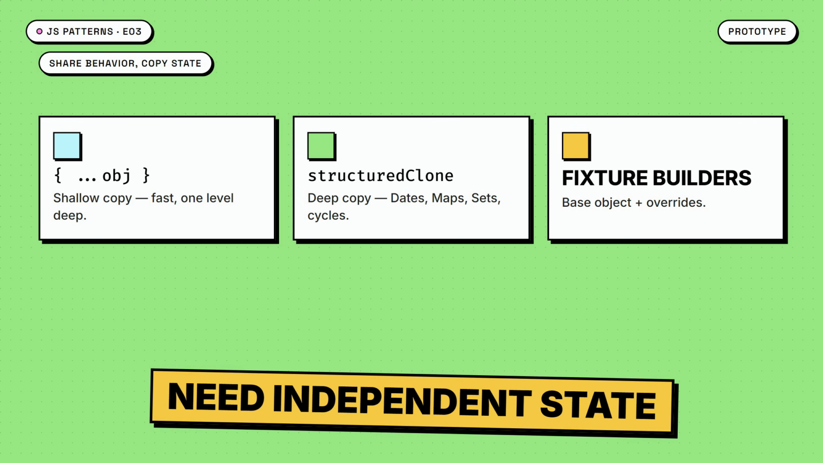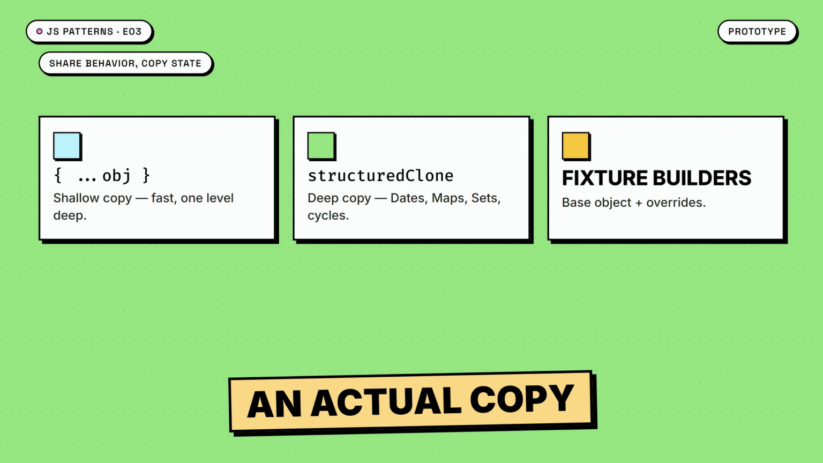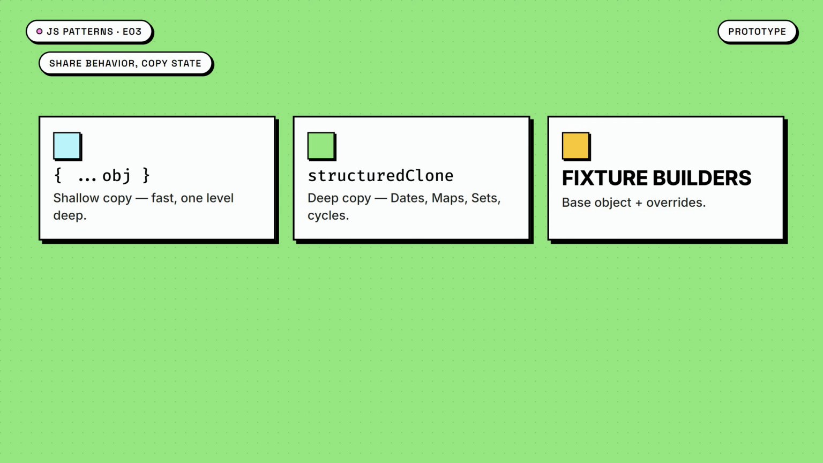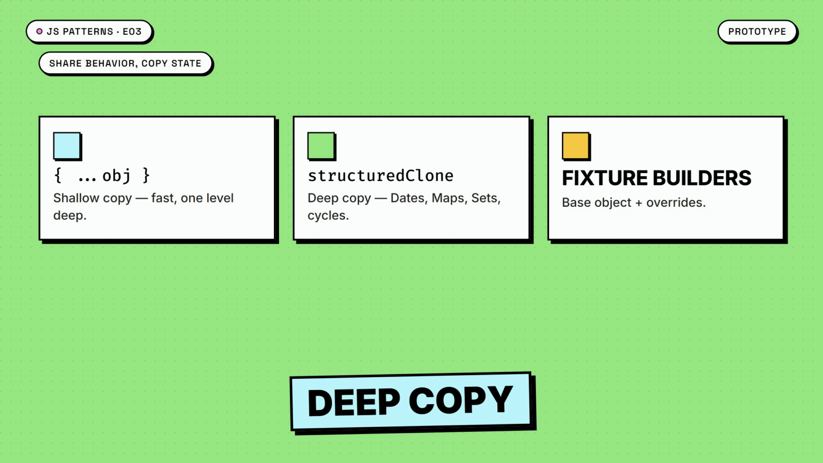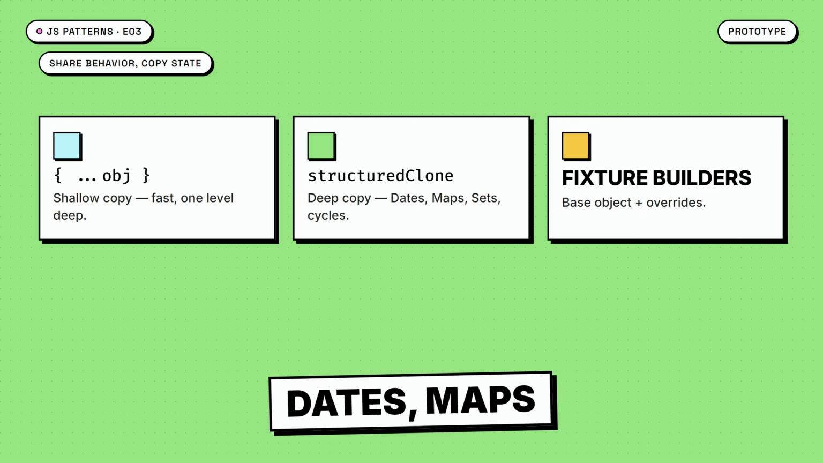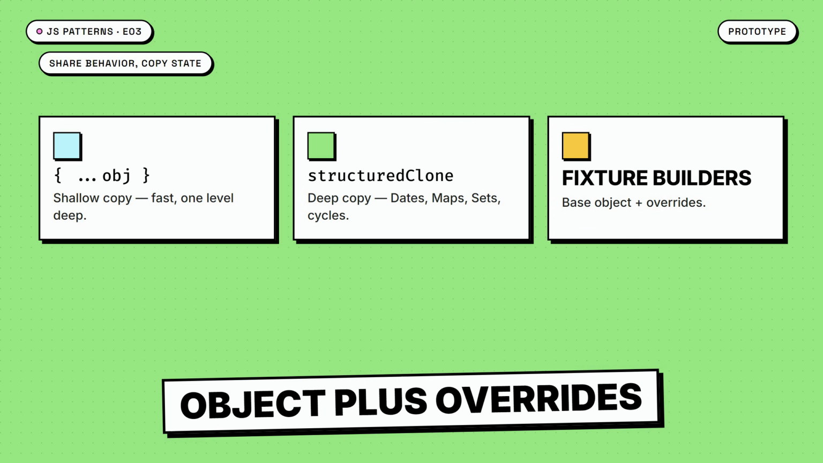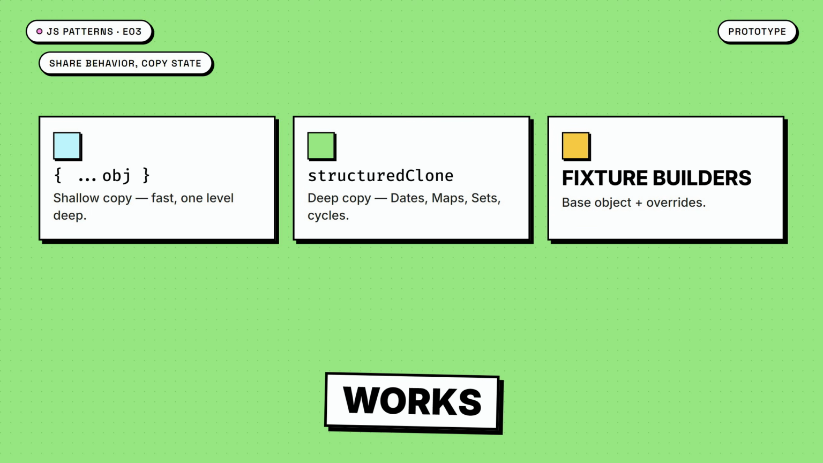Now, delegation shares behavior. But sometimes you need independent state, an actual copy. That's the other half of prototype, cloning. Spread for a quick shallow copy. structuredClone for a true deep copy. It even handles dates, maps, sets, and circular references. And a base object plus overrides is how every test fixture builder works.